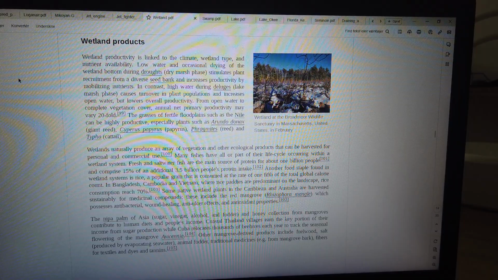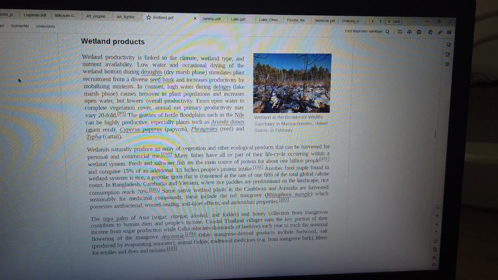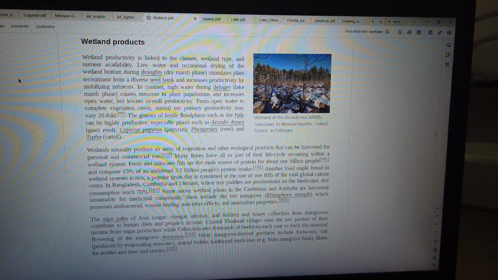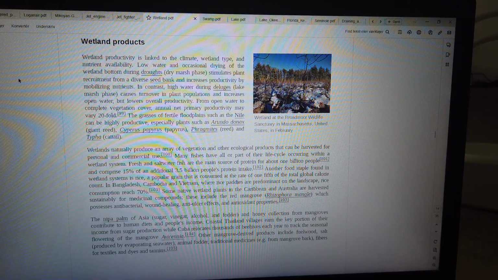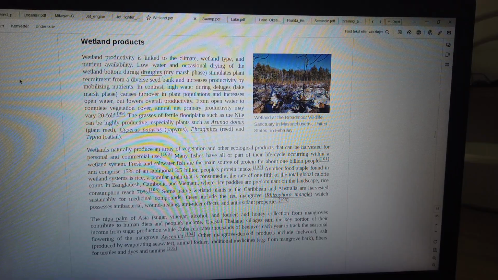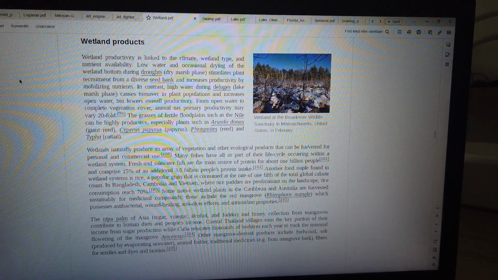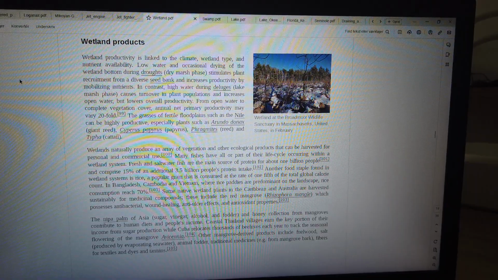99. The grasses of fertile floodplains such as the Nile can be highly productive, especially plants such as giant reed, Cyperus papyrus, Phragmites, reed, and Typha, cattail. Wetlands naturally produce an array of vegetation and other ecological products that can be harvested for personal and commercial use.